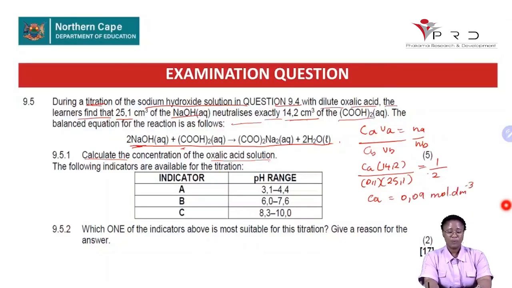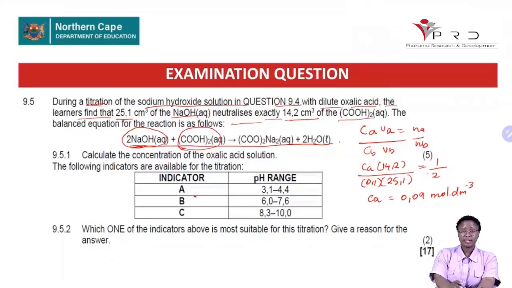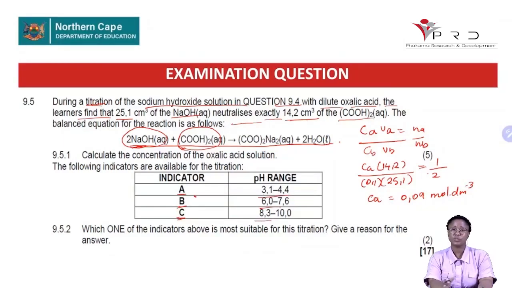All right. Well done, guys. I hope you guys now know how to deal with this formula. We have done it so many times now. Let's look at the next question. It says the following indicators are available for titration. We have indicator A, B, and C over there. We look at their pH ranges. They are going to tell us which indicator we can use.